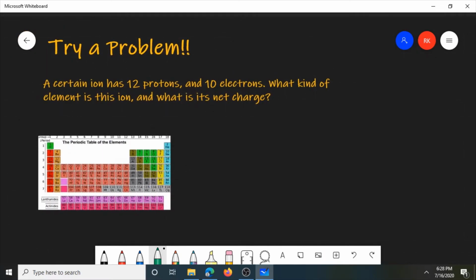Now that we have a basic understanding of the concept, let's try a problem. A certain ion has 12 protons and 10 electrons. What kind of element is this ion, and what is its net charge?